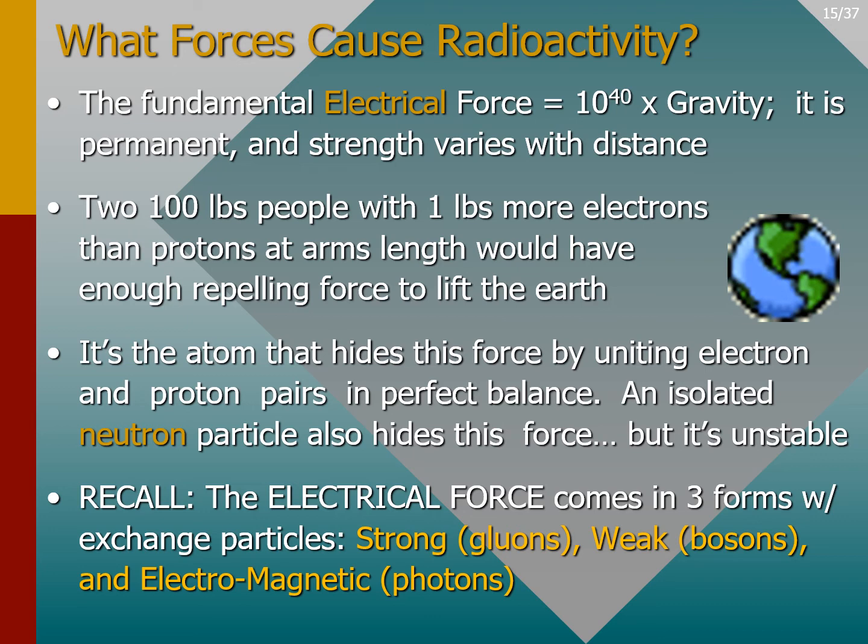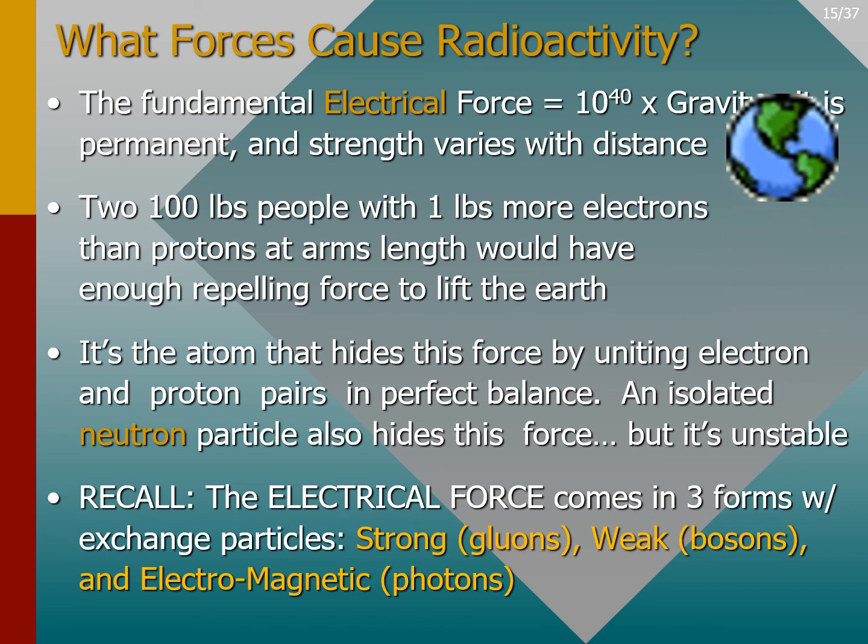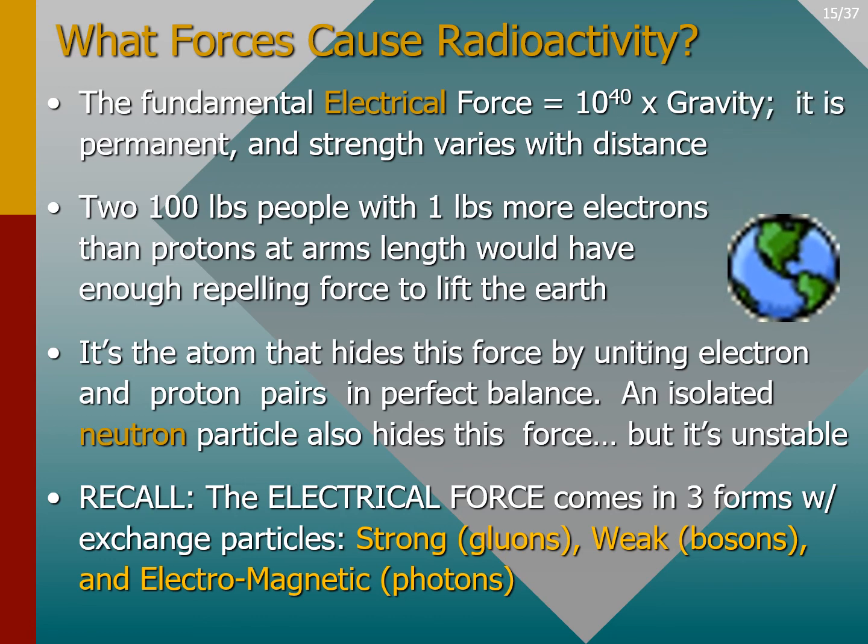If you look at the two-person example on the slide, you can see how powerful this force really is. Two 100-pound people with 1 pound more electrons than protons in their bodies and at arm's length would have enough repelling force to lift the Earth. Since people don't repel each other off the planet Earth, and since our bodies aren't stretched into long, thin strings, we know that electrons and protons must be intermixed around us with perfect balance. So this new type of tidal force, known as the electrical force, is all around us. We just don't feel it because of perfect balance. But how is this perfect balance achieved? Well, it's all done with atoms.